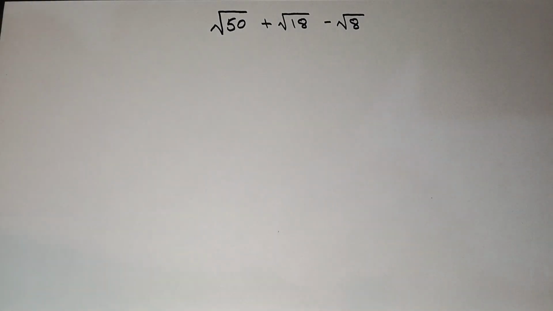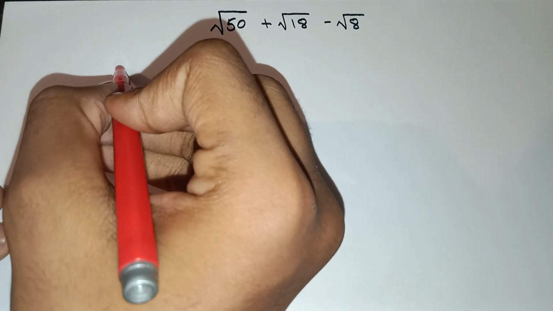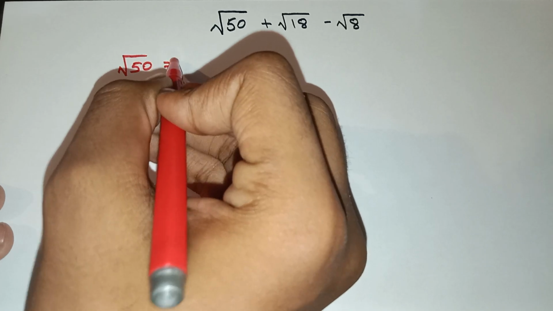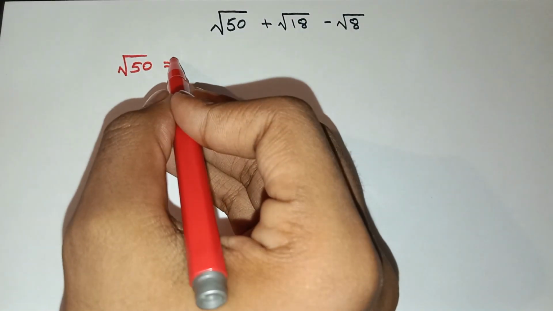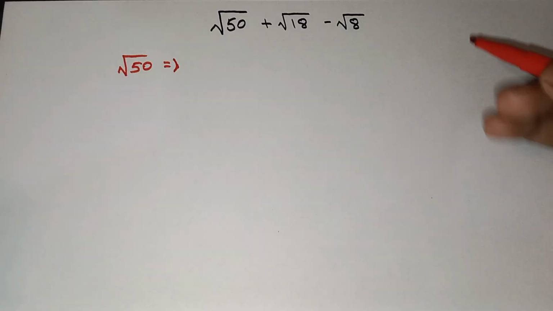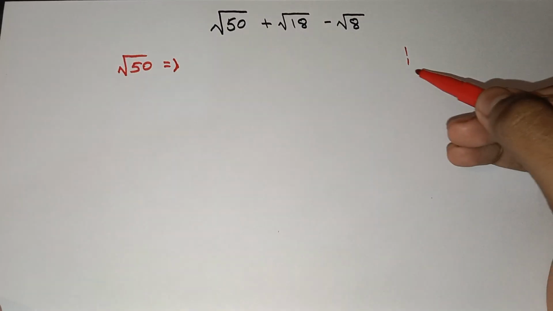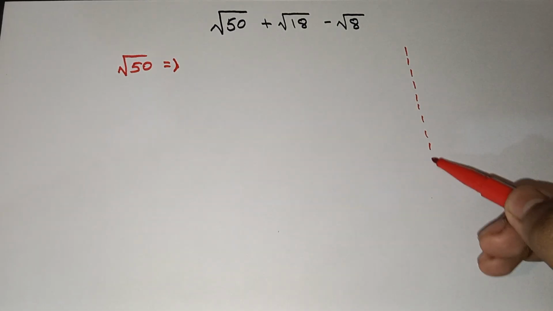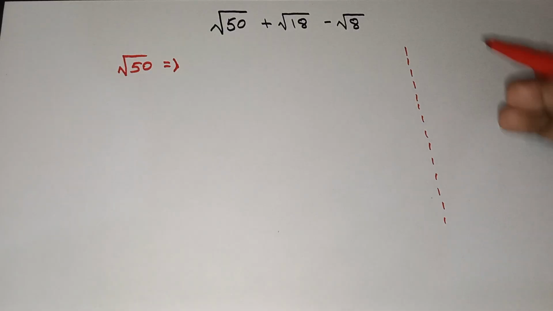First, we will take square root of 50. Okay? Square root of 50 first we are taking. Now, square root of 50, the rough working I am doing over here, so that you don't get confused in attempting or analyzing this question.